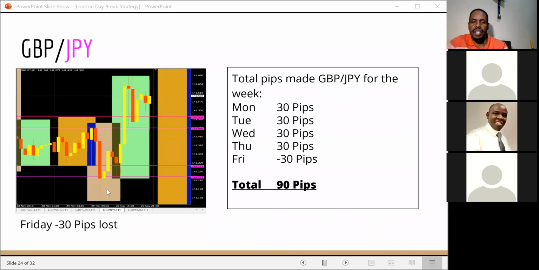On Friday, we hit stop loss. All right? No wonder on Friday you can choose not to trade. Okay, and this 90 pips was achieved.